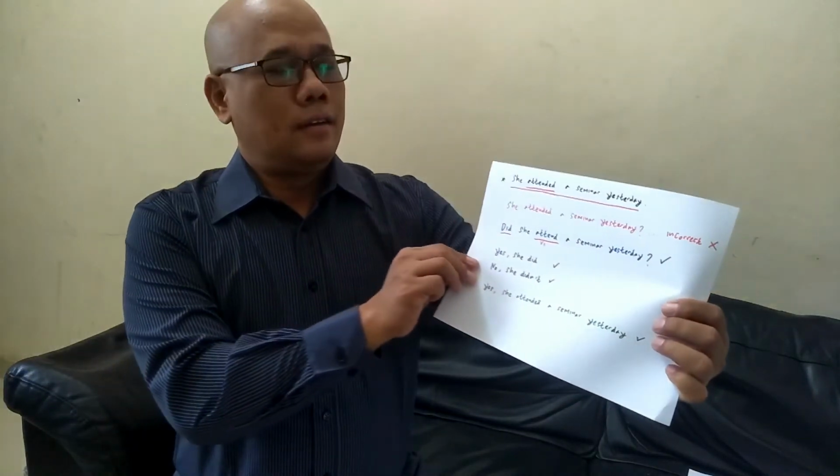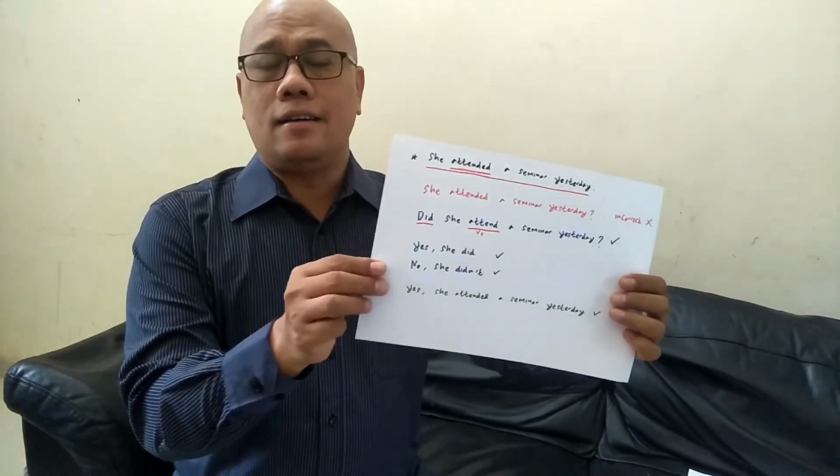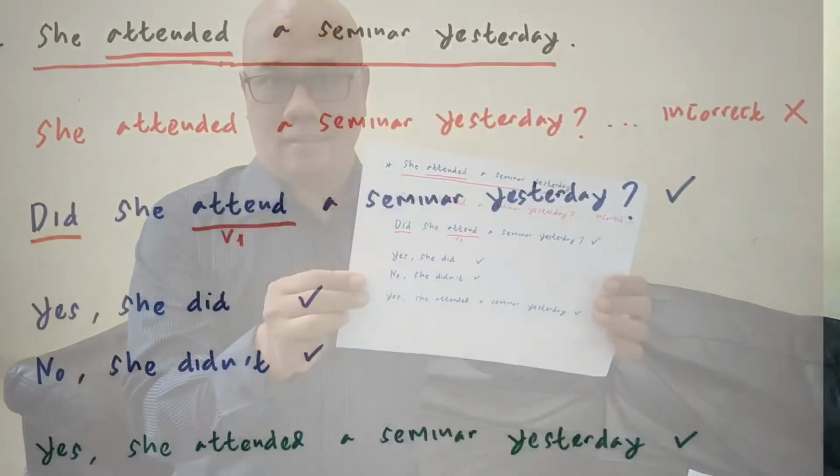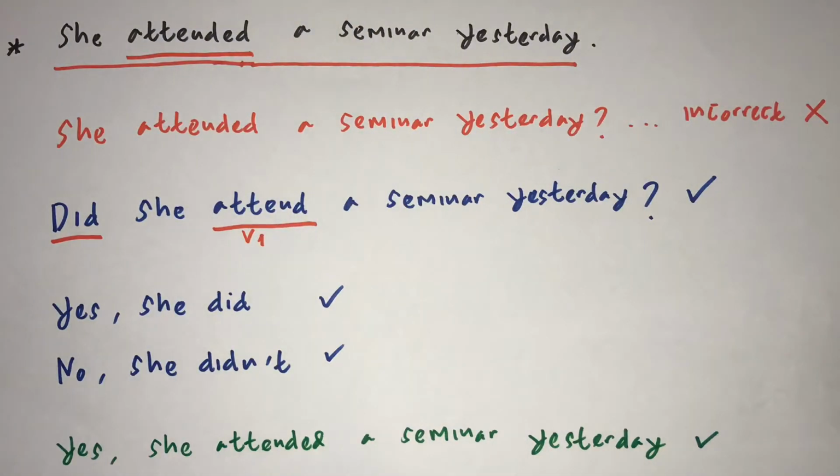Now, let's see another example. This sentence is in the simple past tense. She attended a seminar yesterday. We can see that this is simple past tense because we have the time signal yesterday. So attended is verb 2.